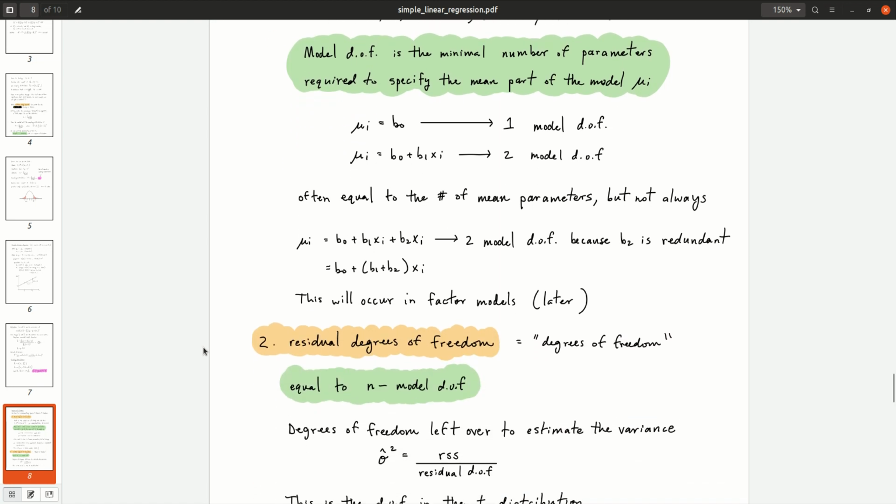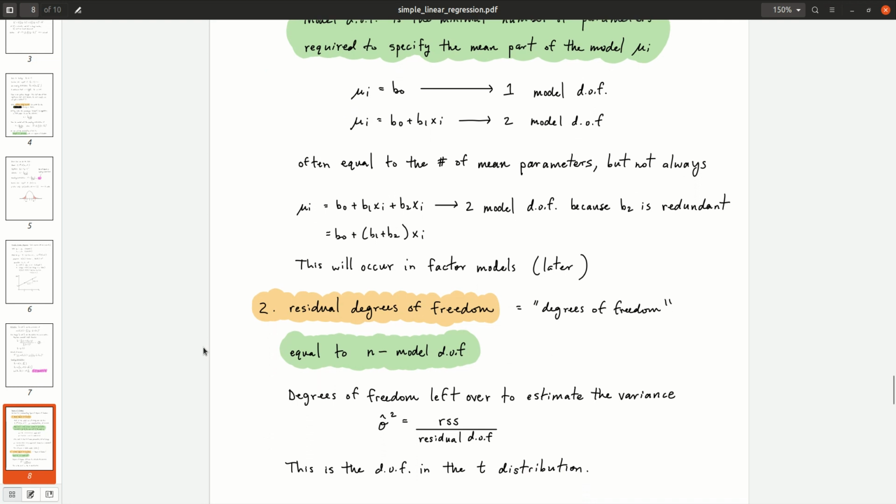Now the complementary notion of degrees of freedom, I'm calling the residual degrees of freedom. And like I said, if someone says degrees of freedom, often what they're talking about is this one, the residual degrees of freedom. And this is not complicated at all after you understand what the model degrees of freedom are. It's just n minus that. So n minus the model degrees of freedom.